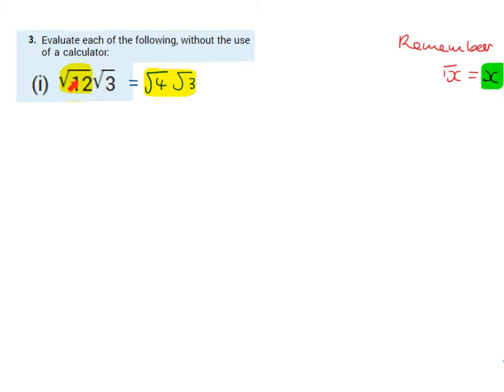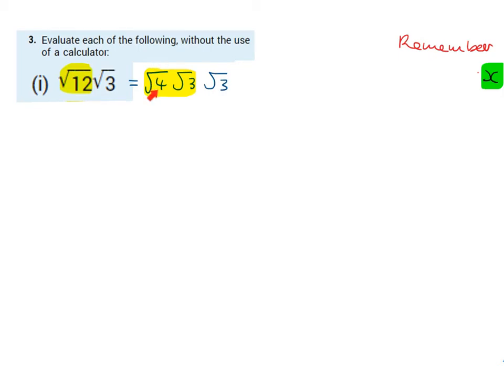So root 12 I'm going to rewrite as root 4 root 3 because 4 times 3 gives us 12. And I've chosen this factor pair because 4 is a square number. And we want to use square numbers if we can because they can simplify even further. So I could have rewritten root 12 as root 6 root 2, but 6 and 2, neither of those are square numbers. So that's why I'm going with 4 and 3. And then root 3 just stays the same because that's already simplified.